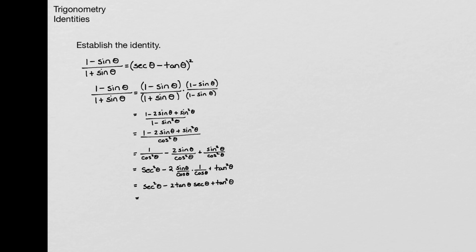And now this is something that I can factor. And what does it factor into? Oh my goodness. Here we go. Secant theta minus tangent theta times itself, but I'll just write that as quantity squared, and that completes my problem.